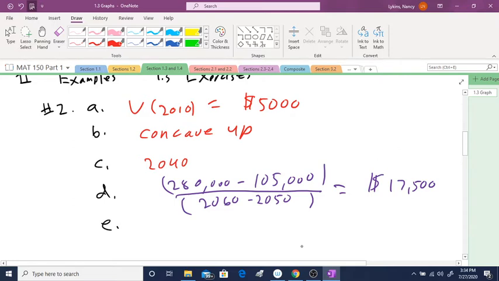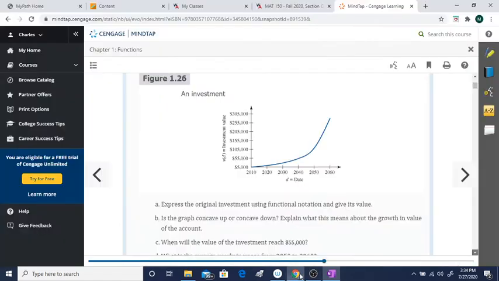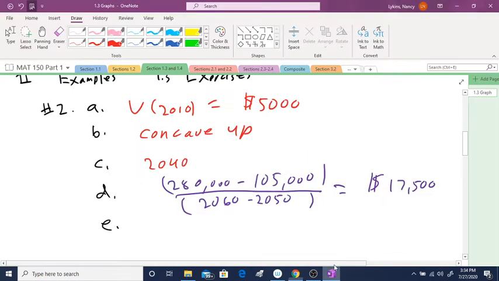Okay, let's look at E. E's asking you, okay, between 2010, 2020, 2050, or 2060. Take a look at that. You want to look at what line, how the line is going and how steep it is. The steeper it is, the more increase it's doing. So I'm going to say between 2050 and 2060.